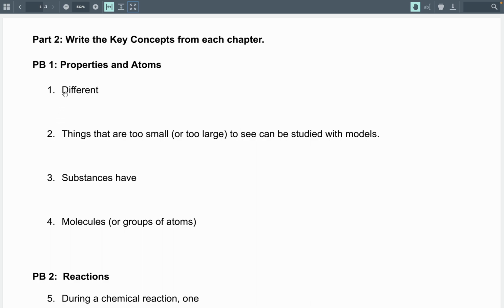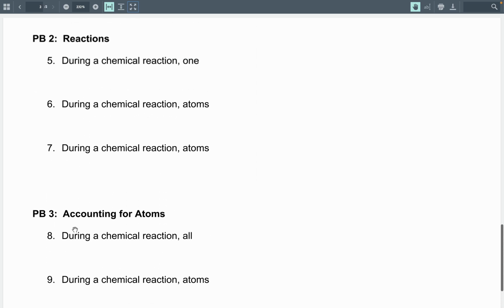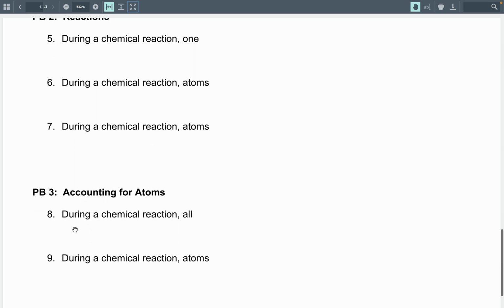You ultimately will have to figure out key concept number 1, 3, 4, and then 5, 6, 7, 8, and 9. Okay, remember PB2 is all about reactions, and so the first phrase on key concept 5, 6, and 7 is during a chemical reaction. And then I went ahead and put the first word after that for each one, and I did the same thing for PB3.